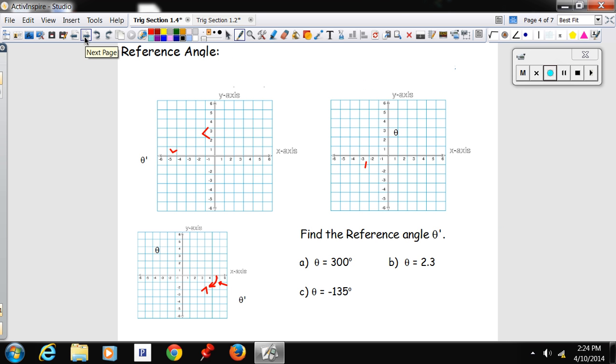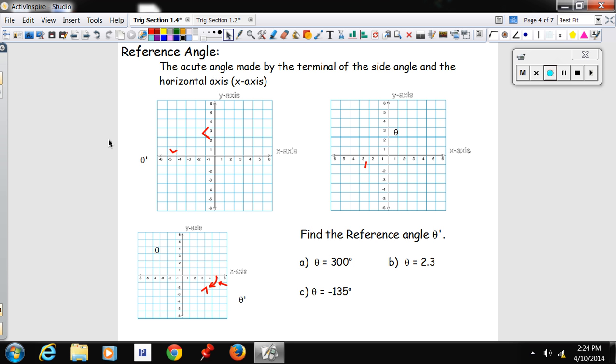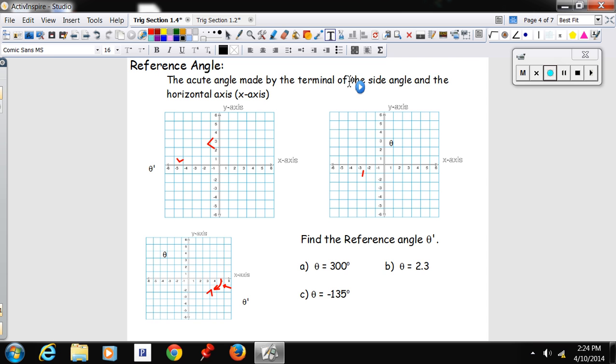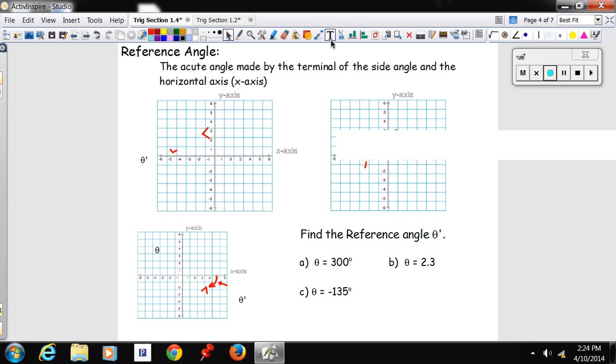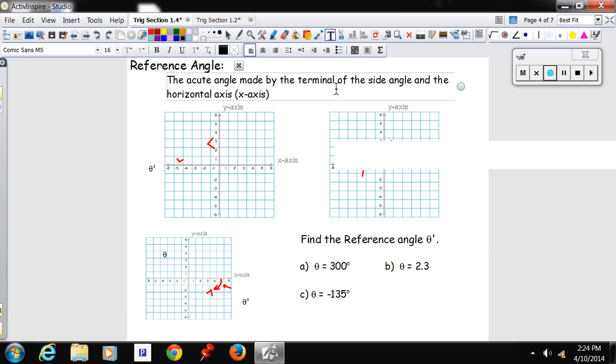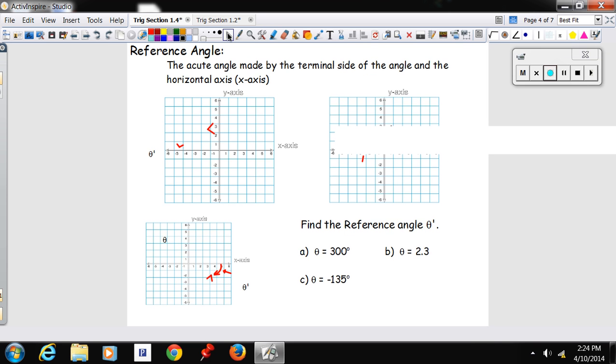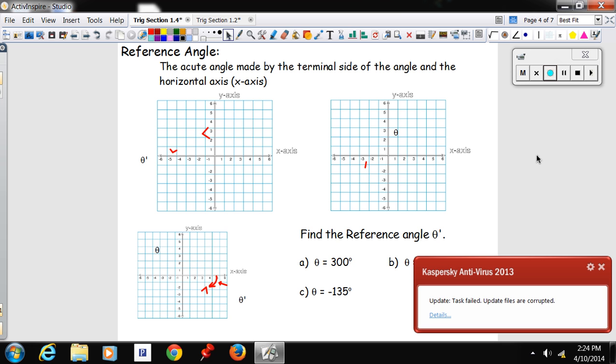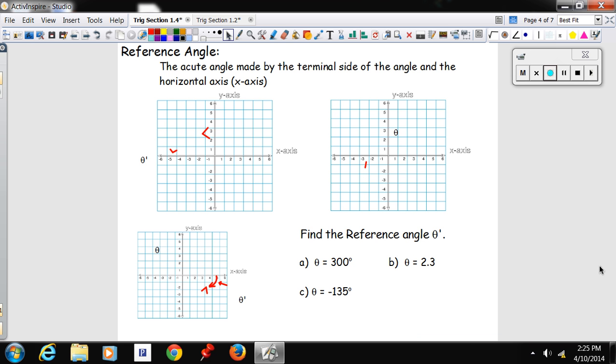Okay, I told you that we were going to talk about reference angles. Said I was going to give you the definition. Here's the definition of a reference angle. It's the acute angle made by the terminal side. I messed it up. I tried to be all fancy, and I messed it up. Oops. So let me fix it here. It's the acute angle made by the terminal side of the angle and the horizontal axis, or x-axis.